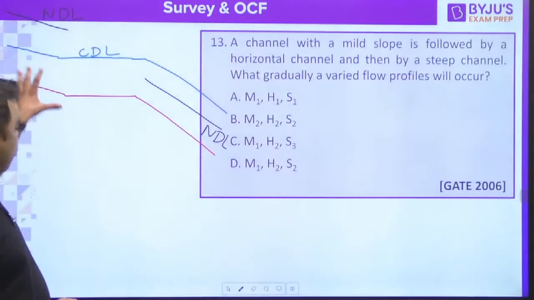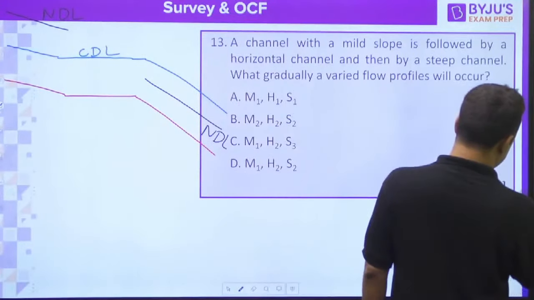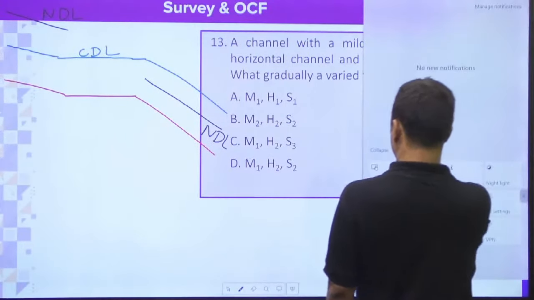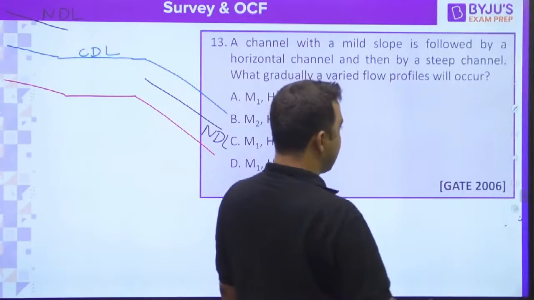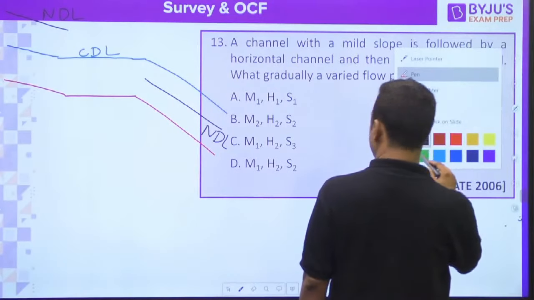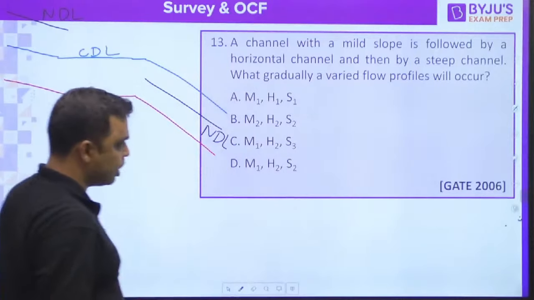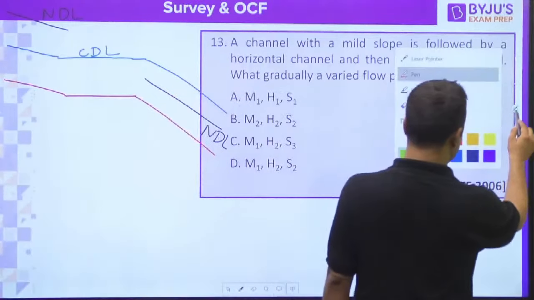Now when flow is occurring at this point, let me take the green pen. Okay, let me select some other pen.